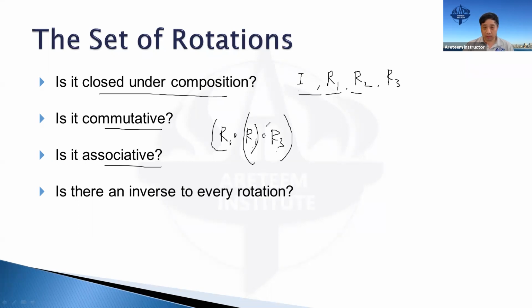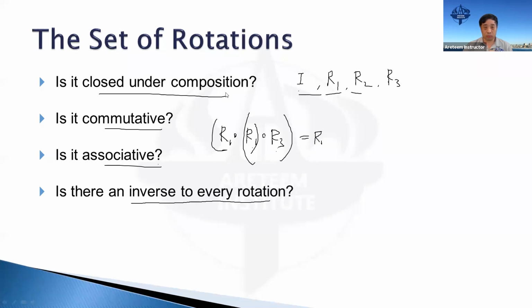That's I. And then you compose by R1, it's still R1. So this is R1, no matter how you do it, right? So for the rotations themselves, it's yes. It's associative. Now let's look at the inverse. Inverse means, do we have a solution to this equation?